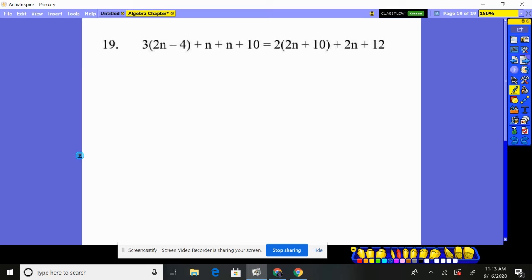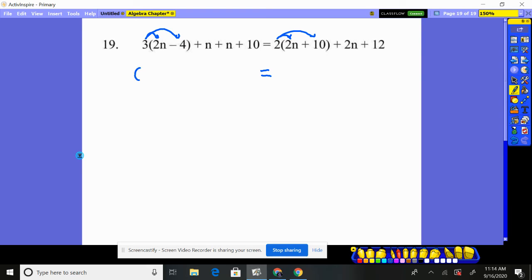And number 19, our final problem with a lot of things to do. So we must first distribute through here, and then we're going to have to combine all our like terms. Distribute through here, and then combine all our like terms on that side also. So let's go ahead and just distribute through.